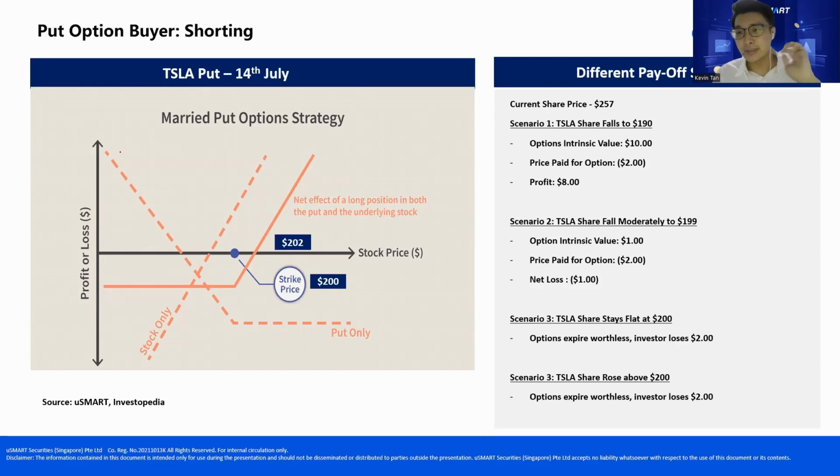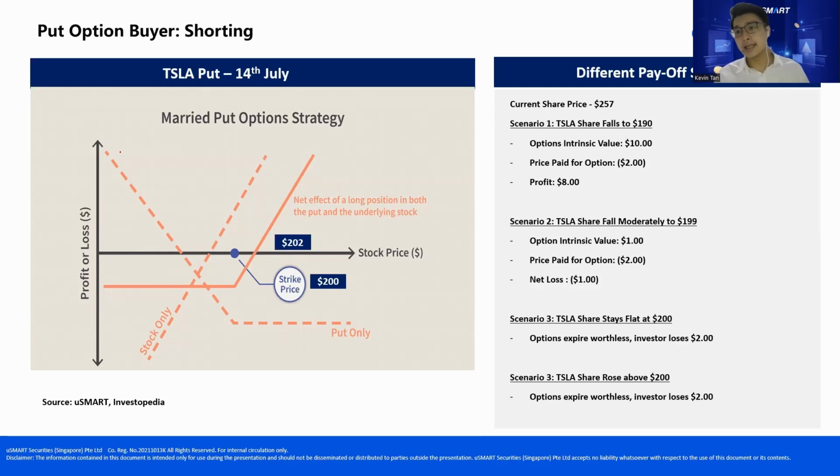Now, let's assume that Tesla shares stay flat at $200. What happens to your option price? If Tesla share stays flat at $200, the option will very likely expire worthless, and the investor will lose the full $2 of option premium. And the reason is very simple: you are basically indifferent between selling Tesla share in the market or exercising your option to sell Tesla share. As a result, your option has no intrinsic value, and so you will lose that full option premium.